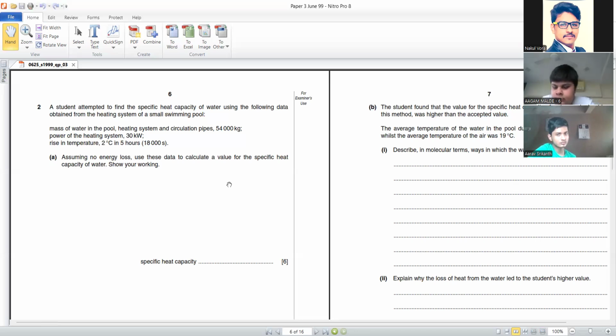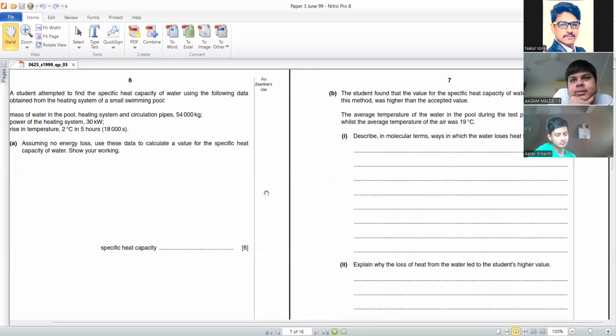If it is not coming out, check what you are doing wrong. Maybe you have taken grams, or maybe you have not taken kilograms or kilowatts or something. So this is how you can check. The student found that the value of specific heat capacity of water worked out by this method was higher than the expected value. I said 4,200, but this is coming 5,000, sir, how did this happen? Why is it higher than the accepted value?